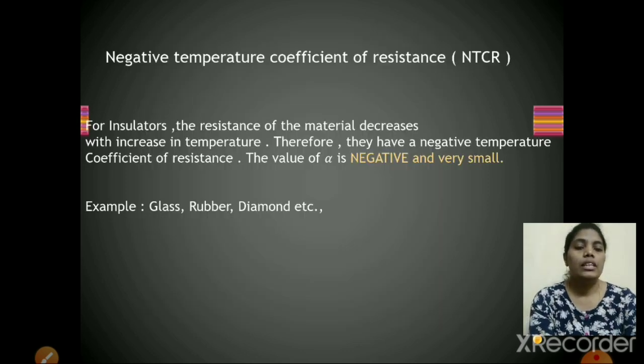Now for insulators also, as the temperature increases, the resistance of these materials also decreases. Now, what is the difference between semiconductors and insulators? In both cases, as the temperature increases, resistance decreases. But in the case of insulators, alpha is very small. The best examples of such insulators are glass, rubber, diamond, etc.